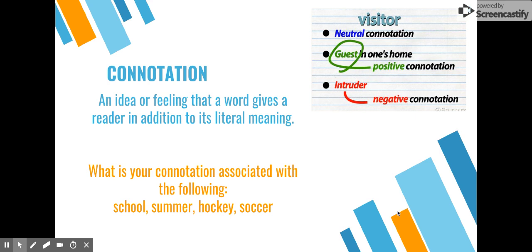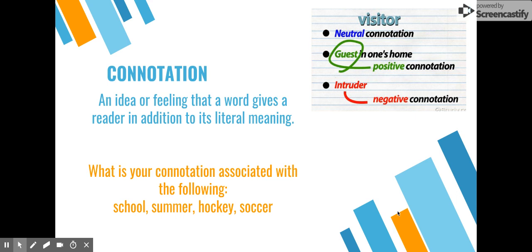Connotation, those are the ideas or feelings that give a word some sort of additional meaning beyond the literal. So there are so many synonyms in English, and those different words might mean a similar thing, but they have different connotations, slightly different meanings. Connotations, if you think about school, what kind of connotations? Is it a positive or negative feel with that word?